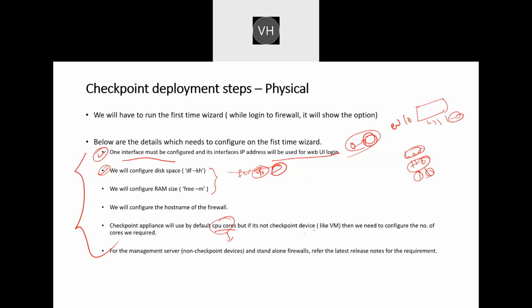But if it is not a Check Point device, sometimes we won't purchase the device from Check Point. We'll take a virtual machine and install the Check Point software on top of that, right? In case of a VM, we have to configure the number of cores we require. So how to configure that? We know CoreXL, right? We log into the firewall device, enable CoreXL, and configure the number of cores we require.